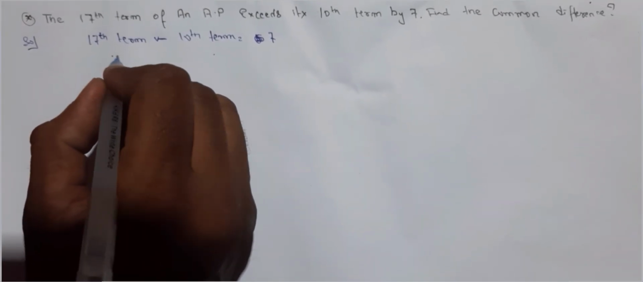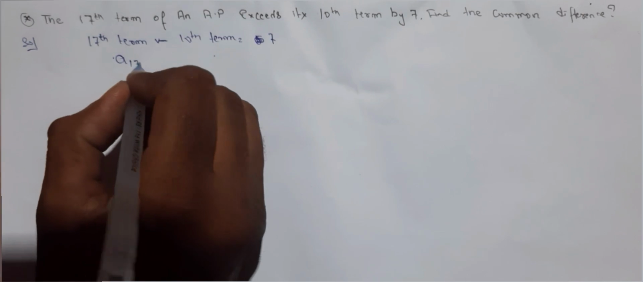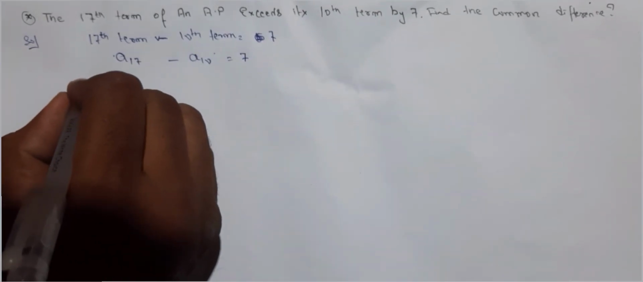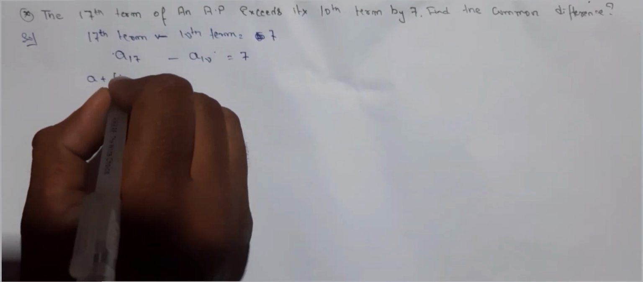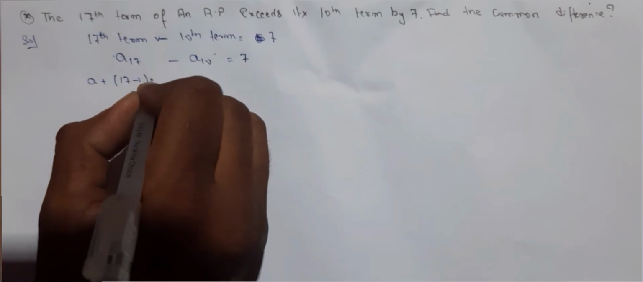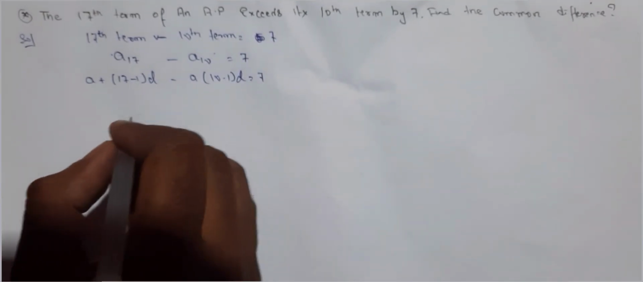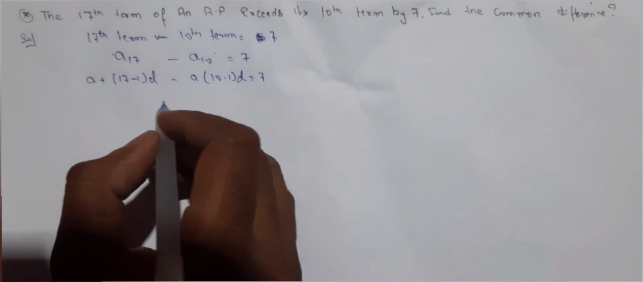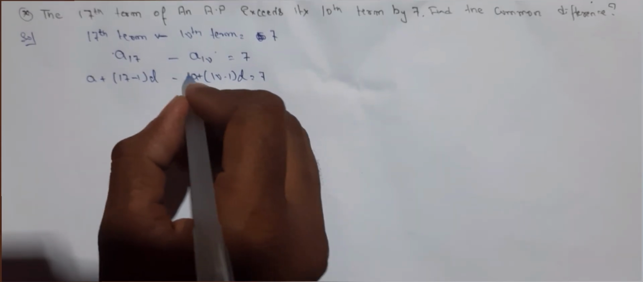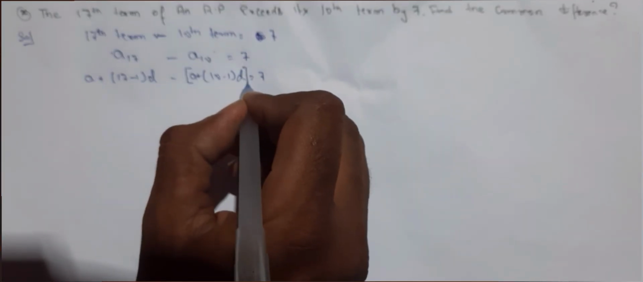We can write a of 17, that is a17, minus a of 10, meaning the value at 17 minus the value at 10, will be 7. So how to write this one? You should write a plus (17 minus 1) d, minus (a plus (10 minus 1) d), is equal to 7. Okay, it's clear. Yes sir, it's clear. This one has minus, that's why you should keep it in the bracket.